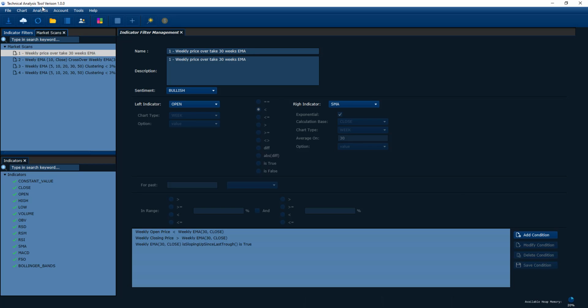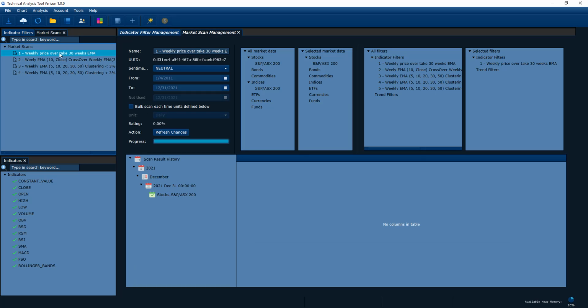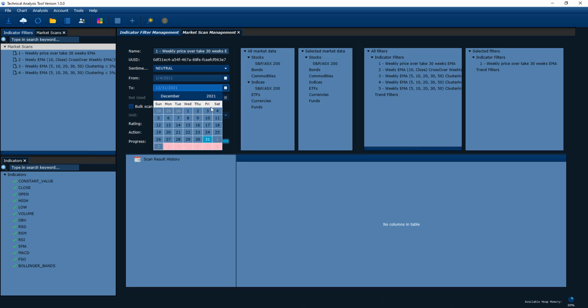If you want to create a market scan, first we go to the analysis and then bring up our market scan management, which is this guy. So I already created one here. If you want to create a new one, you right click and then say add market scan, and it will pop out this management page for you. But we already created one. Let's delete the old results and do a fresh scan. As you can see, I'm scanning up to last week, which is the last trading day of 2021. The market I'm going to scan is the ASX 200, which is the top 200 Australian shares. So those are big companies.